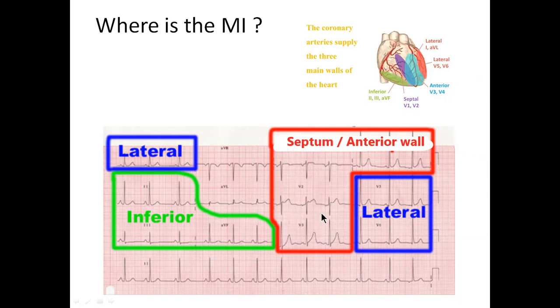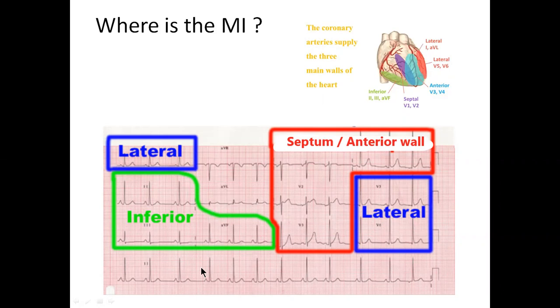If there is ST elevation in V1 and V2, that usually tells us that there is an MI of the septum. Then if you go further, that is V3 and V4, then we know that the anterior wall is also affected. If the ST elevations are seen in V5 and V6, then we call it a lateral wall MI, and that could be because the circumflex artery is affected. Lead 1 and AVL also denote the same area.